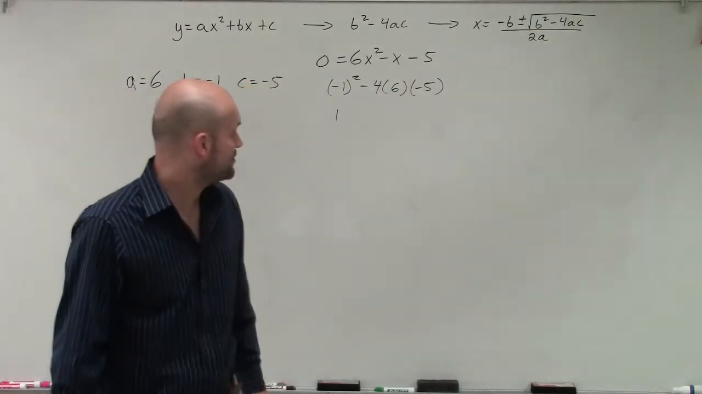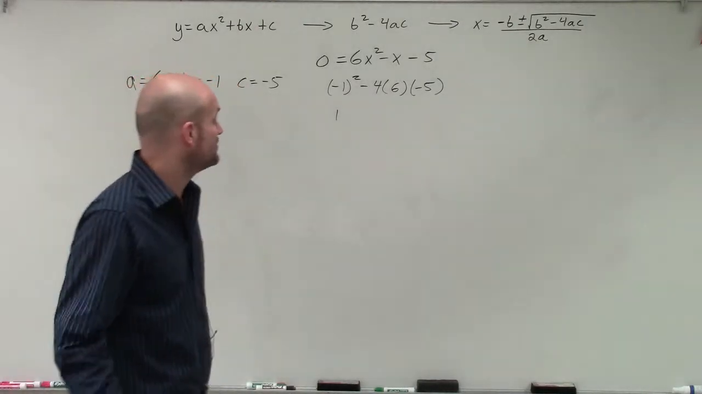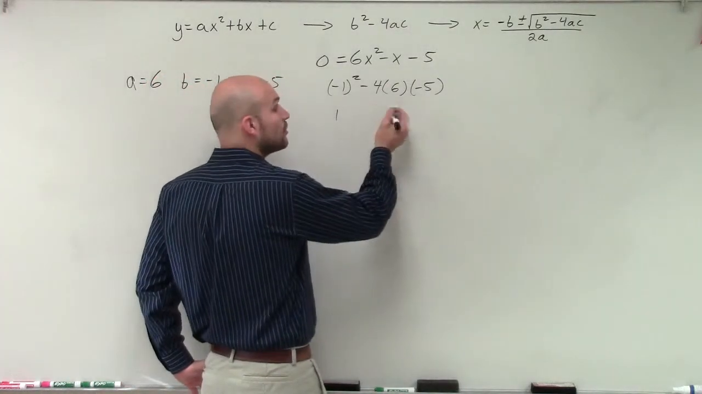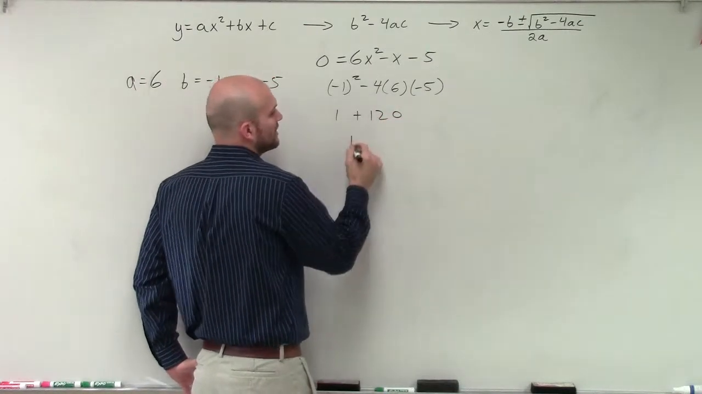OK. So -4 times 6 is going to be -24. Times -5 is going to be a -120. I'm sorry, a positive 120. 1 plus 120 is 121.